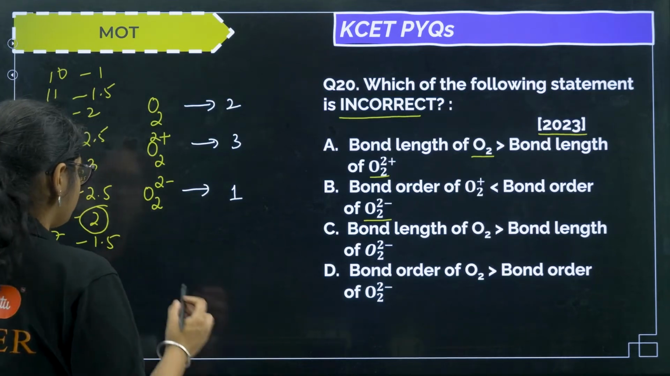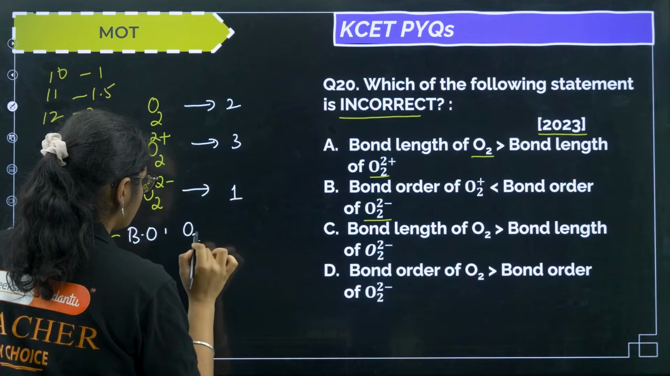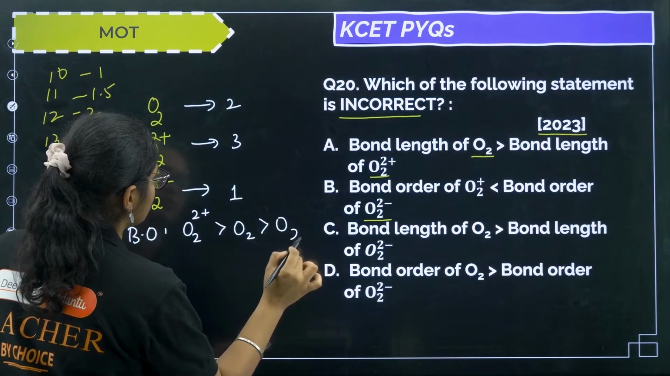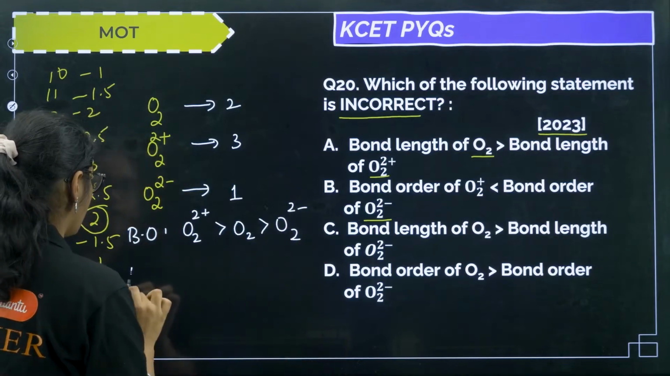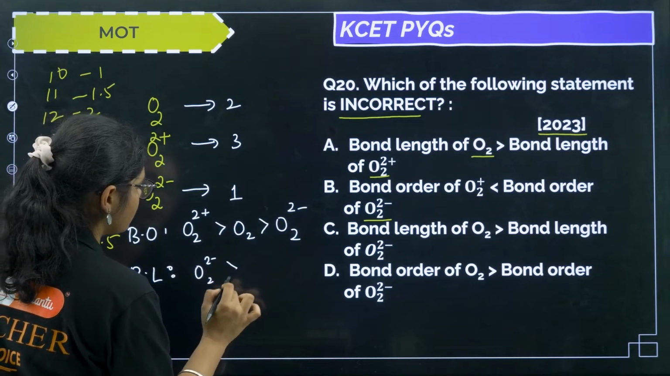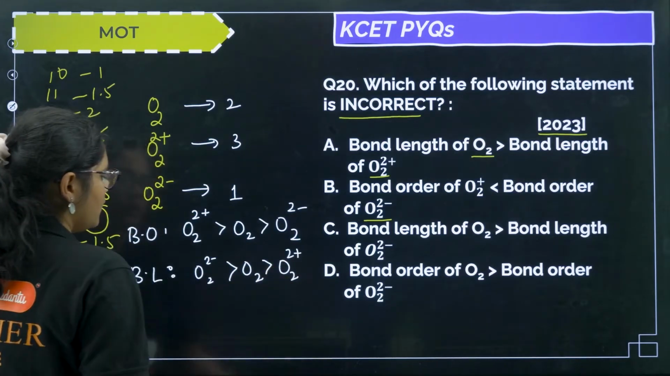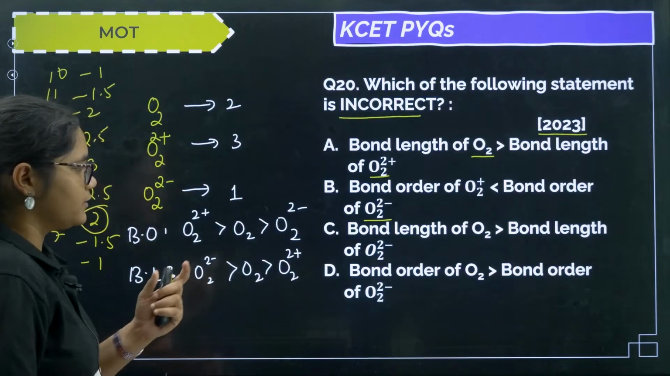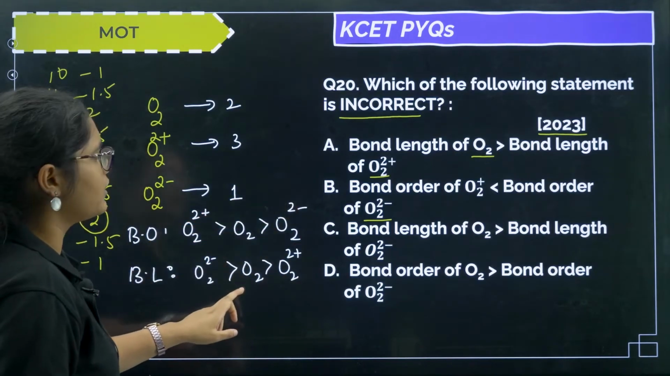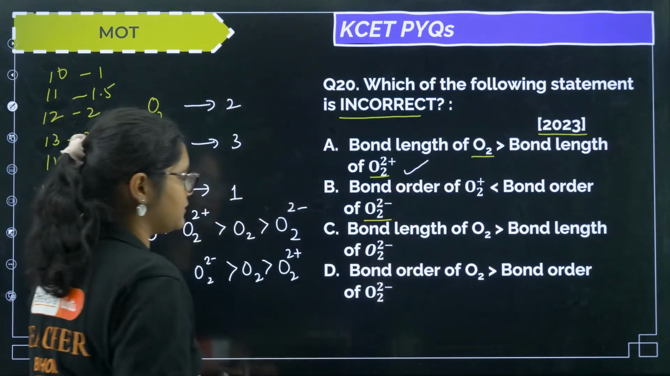Okay, so now if you see the bond order, first it is O2 2 plus, then O2, and then O2 2 minus. And the bond length will be O2 2 minus, O2 and O2 2 plus. This is the order. Now let us compare the options. The statement says the bond length of O2 is greater than the bond length of O2 2 plus. Yes, this is a correct statement.